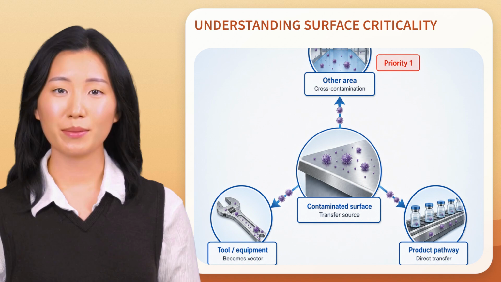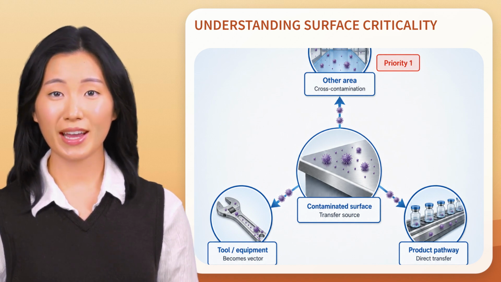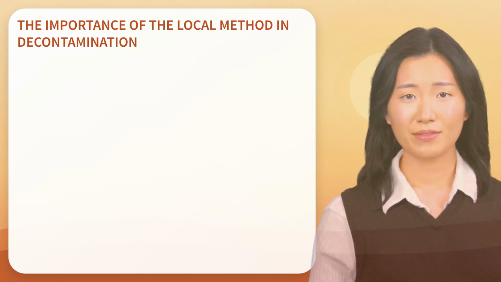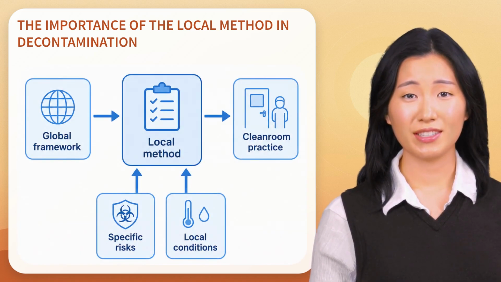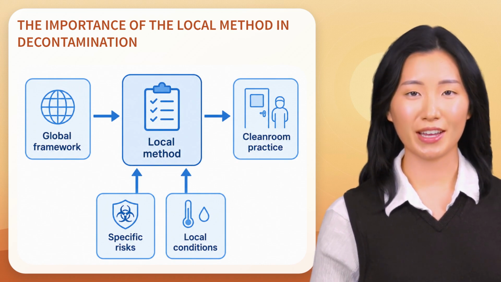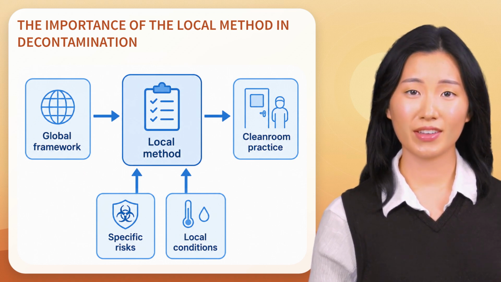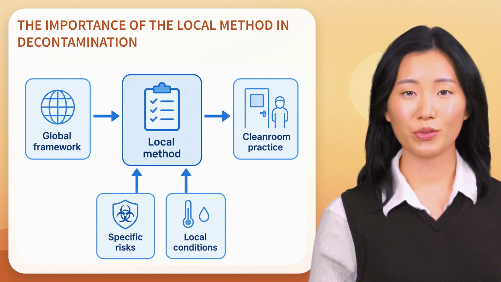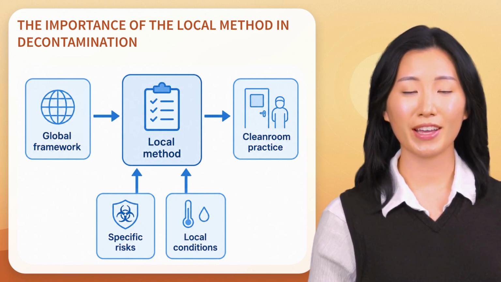Let's conclude by discussing the local method and its role in effective decontamination. The local method ensures that global decontamination frameworks are effectively applied in your specific environment. It bridges the gap between theory and practice by tailoring procedures to the actual risks and conditions of your cleanroom.